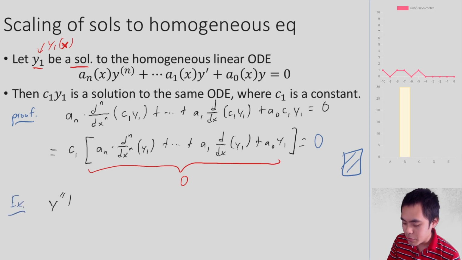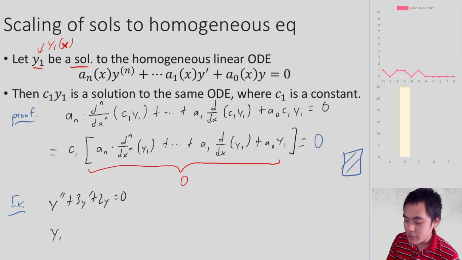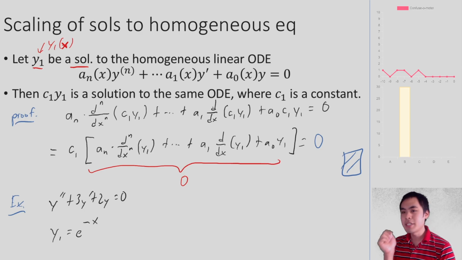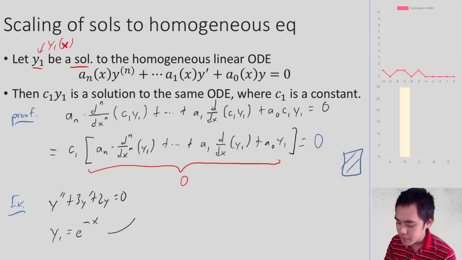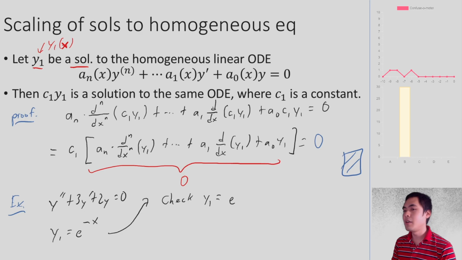So let's say y double prime plus 3y prime plus 2x is equal to 0. I'm going to tell you that y1 equal to e to the minus x is a solution. So this is a solution, and we can check this. So let's check y1. What's the second derivative of e to the minus x? Well, the first derivative is minus e to the minus x, and the second derivative is then e to the minus x again.